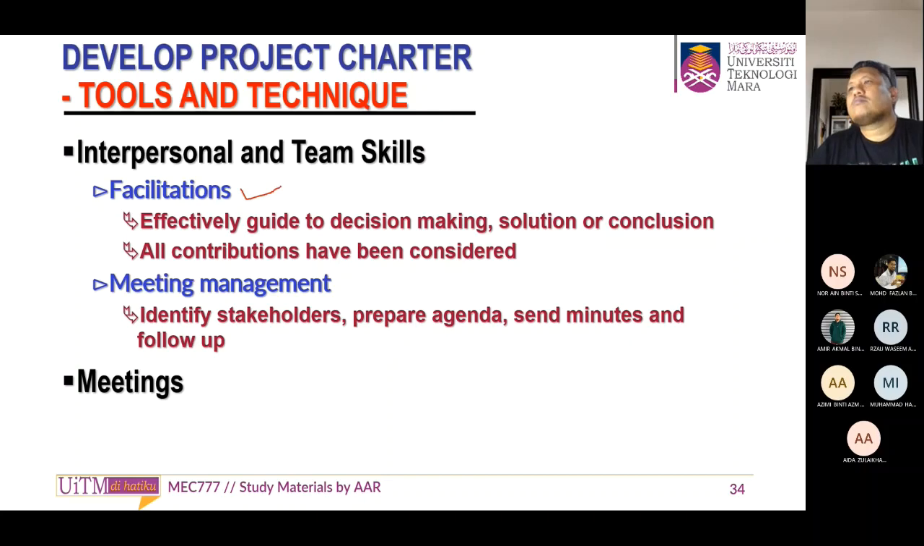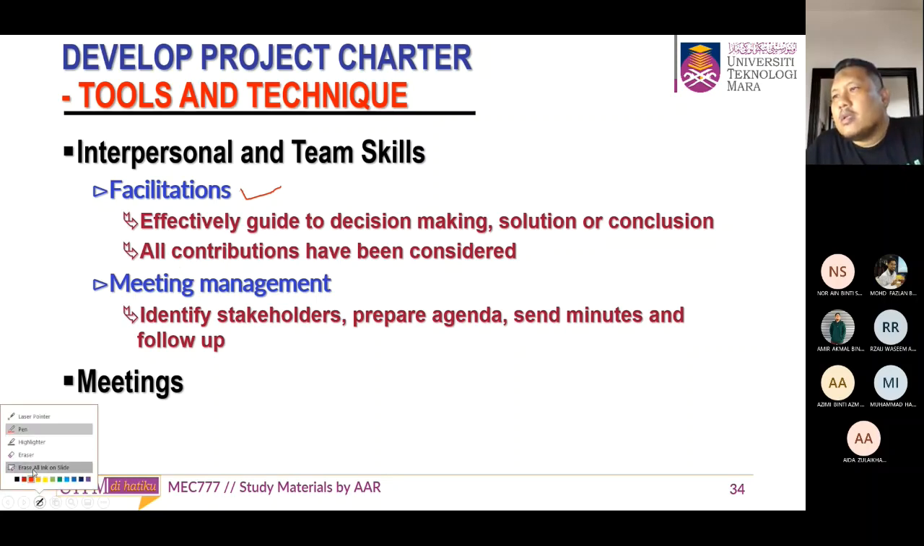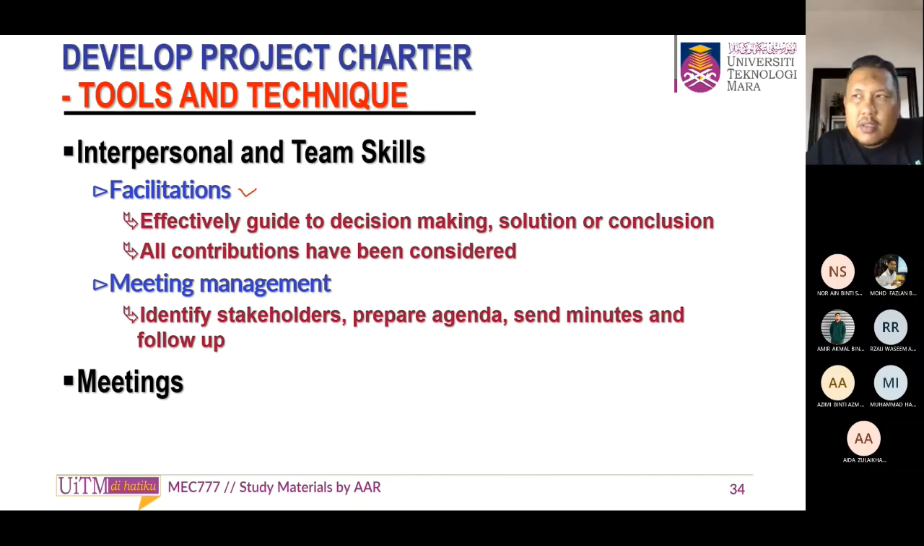Facilitation. We need to facilitate the young, to facilitate the people. This is facilitation. It effectively guides to the decision making, solutions and conclusions. All contributions have been considered.